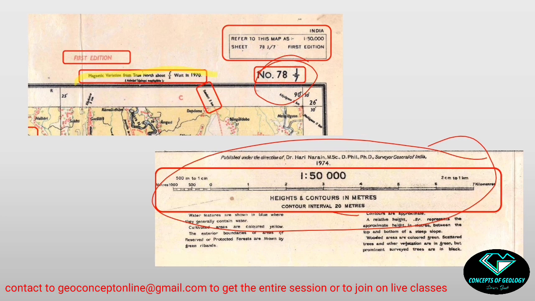Now concentrate here. The magnetic variation from true north is about ½ degree west in 1970. This is the magnetic variation or declination value. Why is the time written here? Why is 1970 written here? Because due to polar wandering, we know the magnetic pole is not fixed. So when I am using the declination value, I need to know at what time it was measured and whether it is valid till now or not. This is why the time is mentioned beside the declination value in this map.